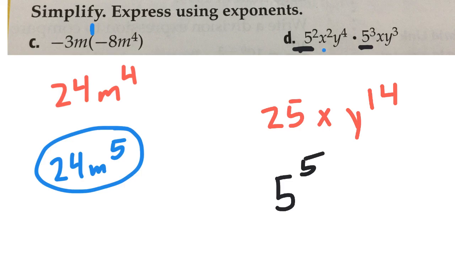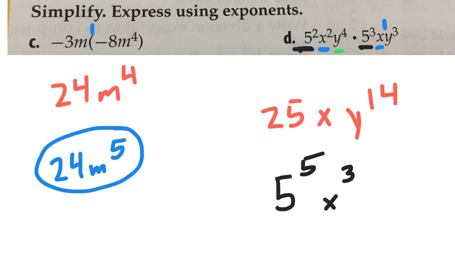Now we look at the next one. I've got an x to the second. Is there anything like x to the second? There's an x here. Does it have an exponent? No. Can I give it one? Yes. You can give it a 1. So now what is x to the second times x to the first? That's going to be x to the third.